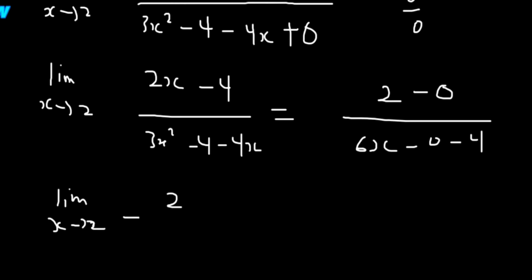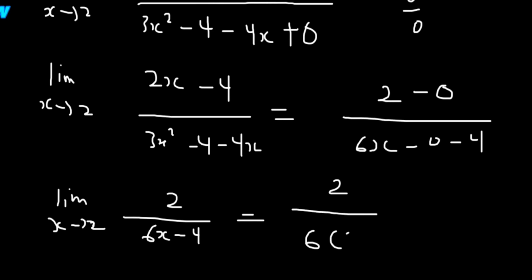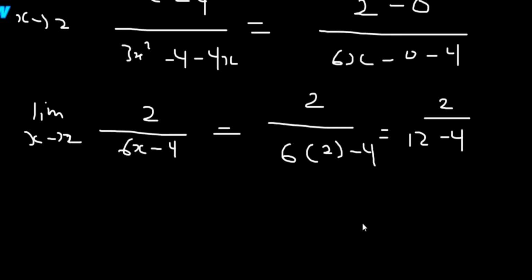2 over 6x minus 4. So from here I can put in the value of 2. So that will be 2 over 6 into bracket 2 minus 4. That will give me 2 over 12 minus 4, which is equal to 2 over 8. That will be 2 over 8, which will give me 1 over 4. So this will be my answer.